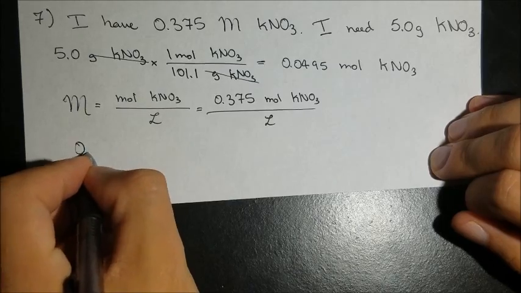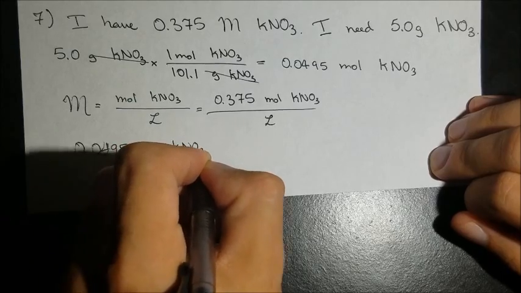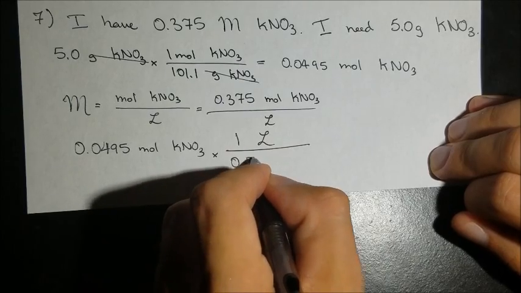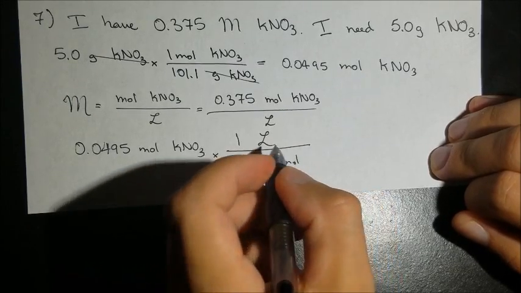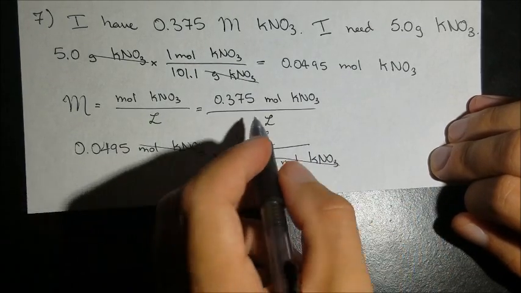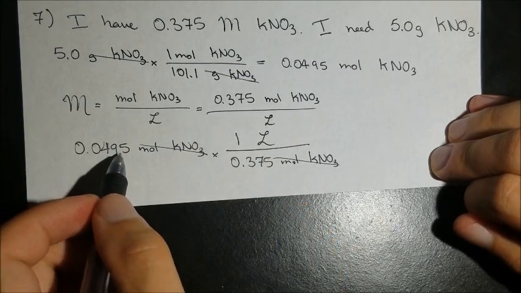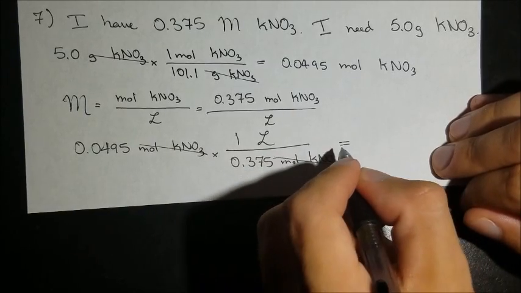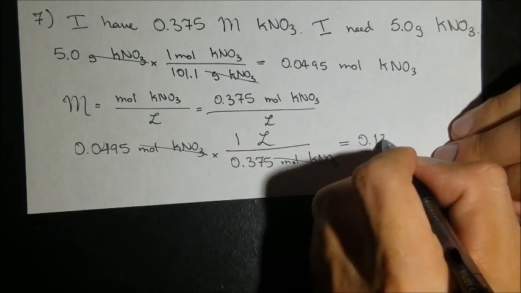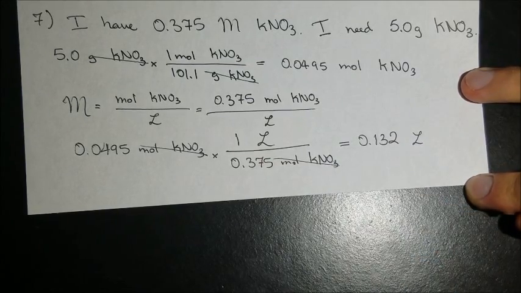So we need 0.0495 moles of potassium nitrate. Okay, and 1 liter gives us 0.375 moles. So if our moles can cancel here, we can figure out how many liters we're going to need that will give us 0.0495 moles. So if we do this calculation, we would determine that we need 0.132 liters of this solution.